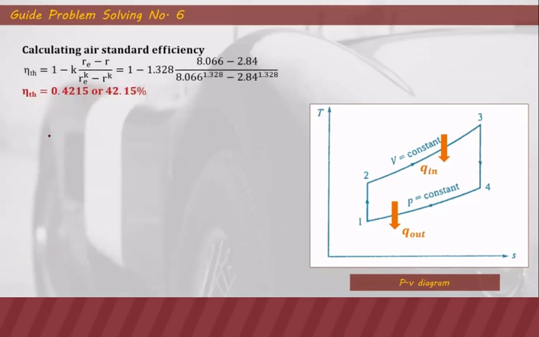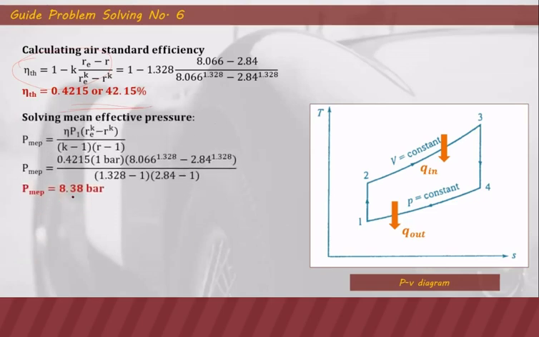For the air standard efficiency, we can use the shortcut formula in terms of the expansion and compression ratio. And we have 42.15%. And finally, for the mean effective pressure, we can also use the shortcut formula in terms of efficiency. And we will have a mean effective pressure of 8.38 bar.